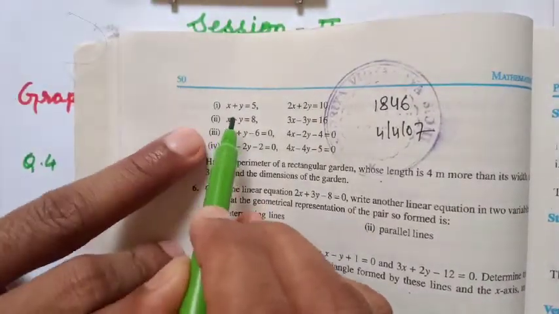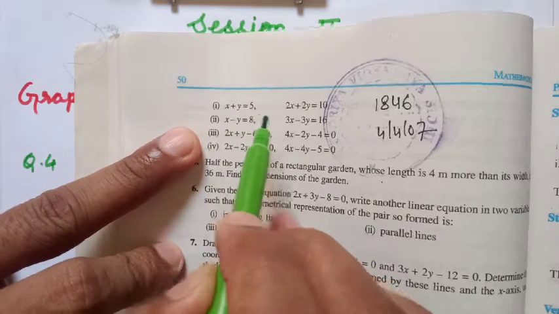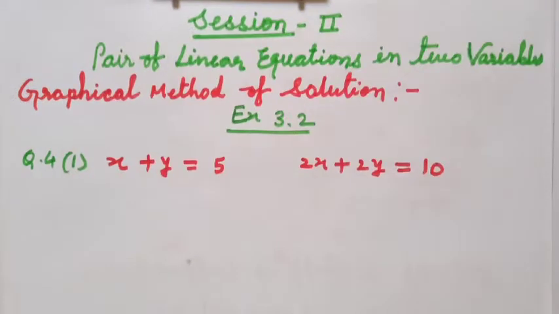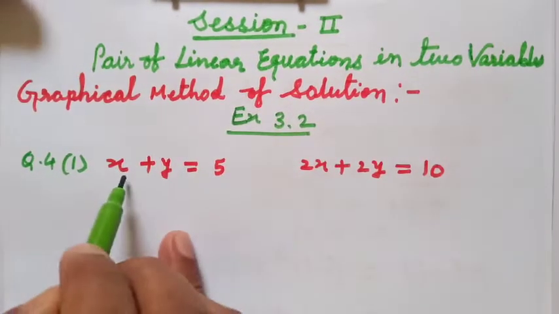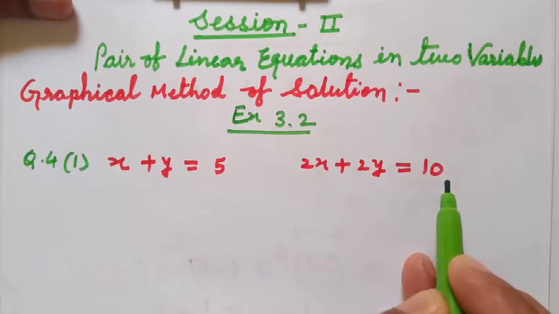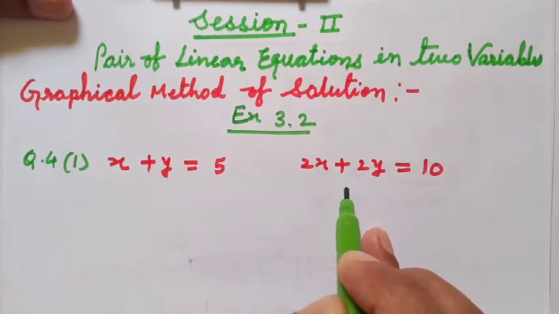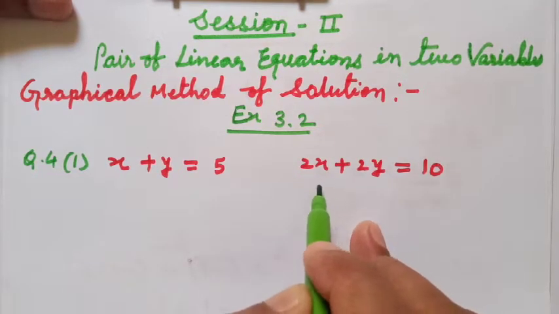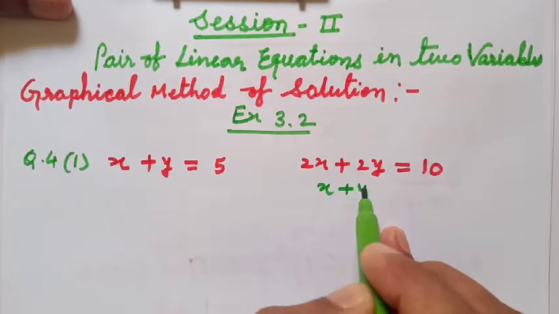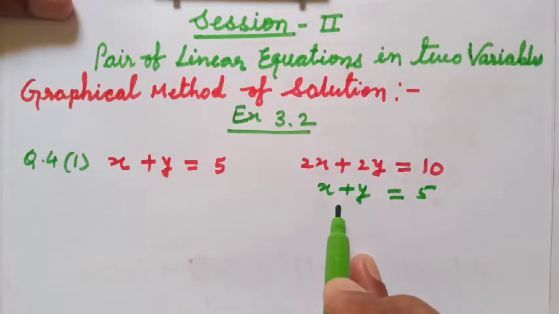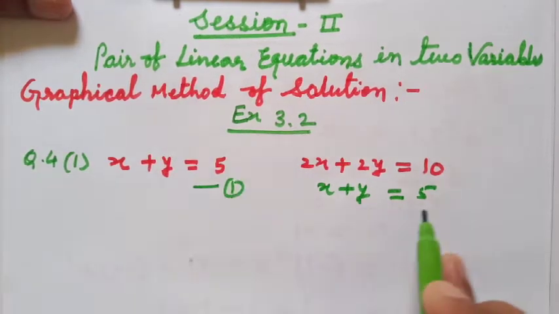What is here? First, x plus y is equal to 5, and 2x plus 2y is equal to 10. Equation first is x plus y is equal to 5, and the second linear equation is 2x plus 2y is equal to 10. You can divide the entire equation by 2 on both sides. So x plus y is equal to 5. It's clear? When you simplify that, that is equation number 1, and this is equation number 2.